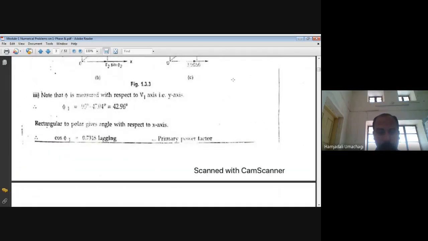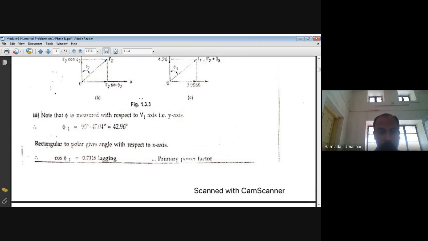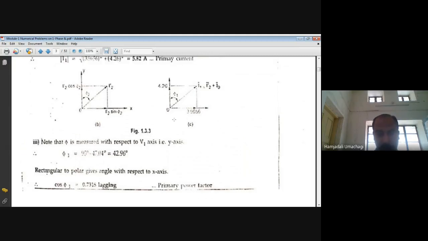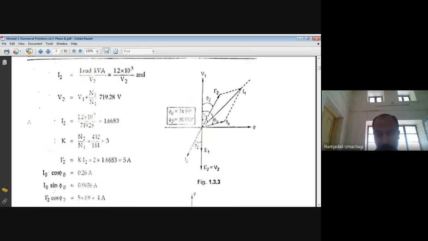To calculate the primary power factor, phi is measured with respect to the V1 axis, that is the y axis, because V1 is lying on the y axis. If I want to measure the power factor angle phi 1, it is the angle between V1 and I1. I1 is the current phasor and V1 is the primary voltage phasor, right? So the angle between V1 and I1 is phi 1. This angle I should calculate now.